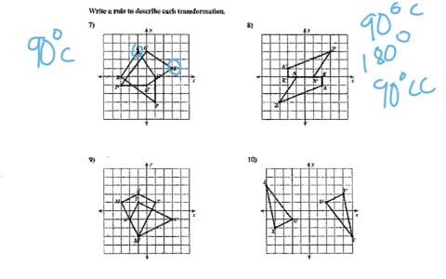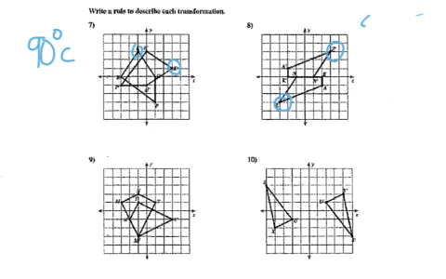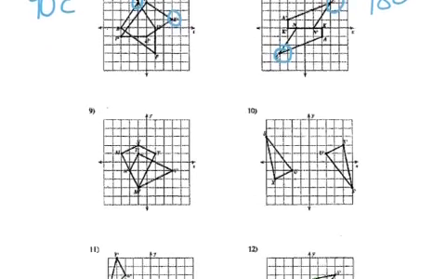Take a look at number 8. Let's just find a point. Here's Z. Well, where's Z on the image? It's down here. Well, notice it's moved over 2 quadrants. It's in the opposite quadrant. So that would mean that this one is 180 degrees clockwise or counterclockwise. Doesn't matter because you'll end up in the same spot. 180 degrees rotation.